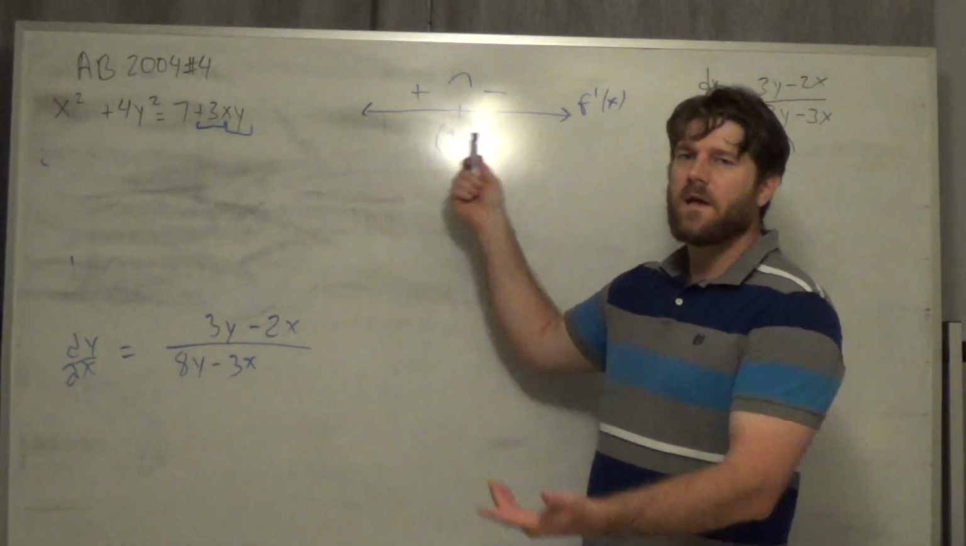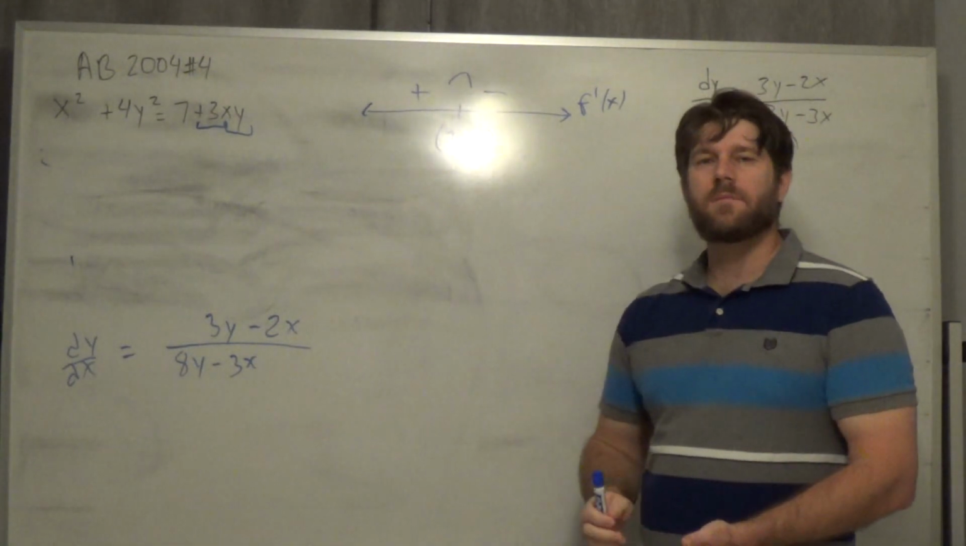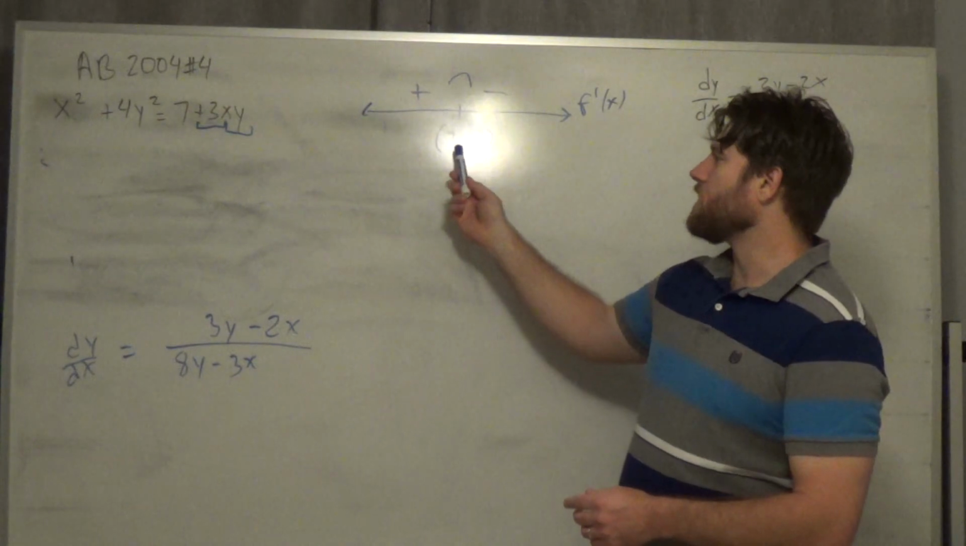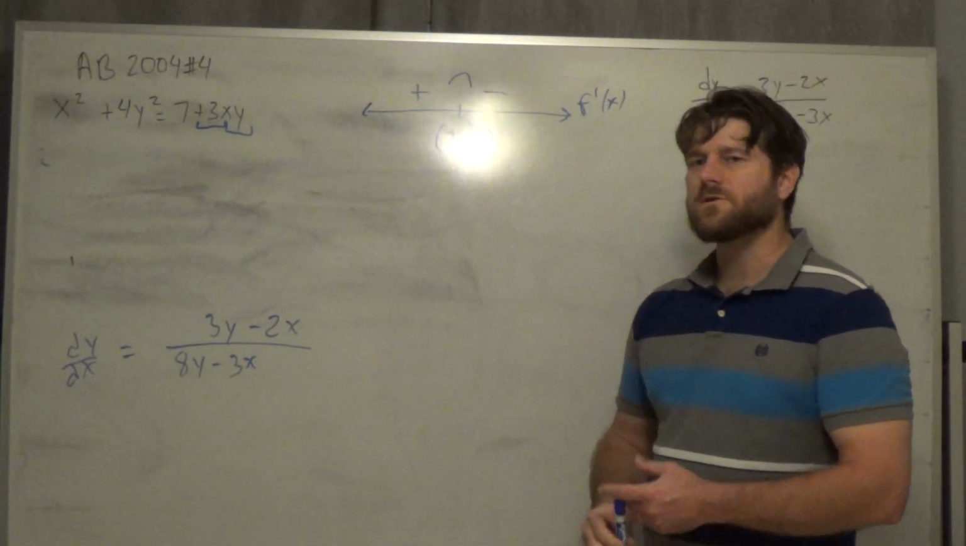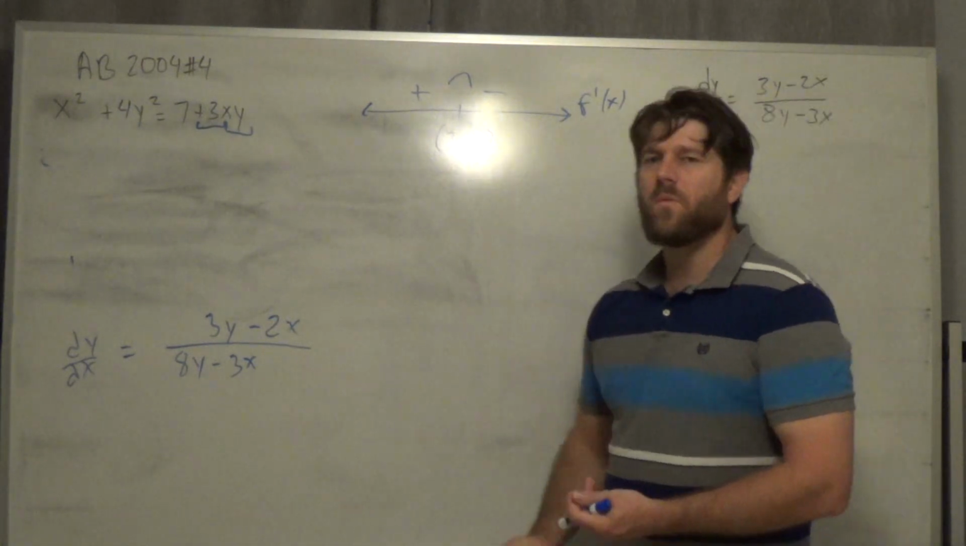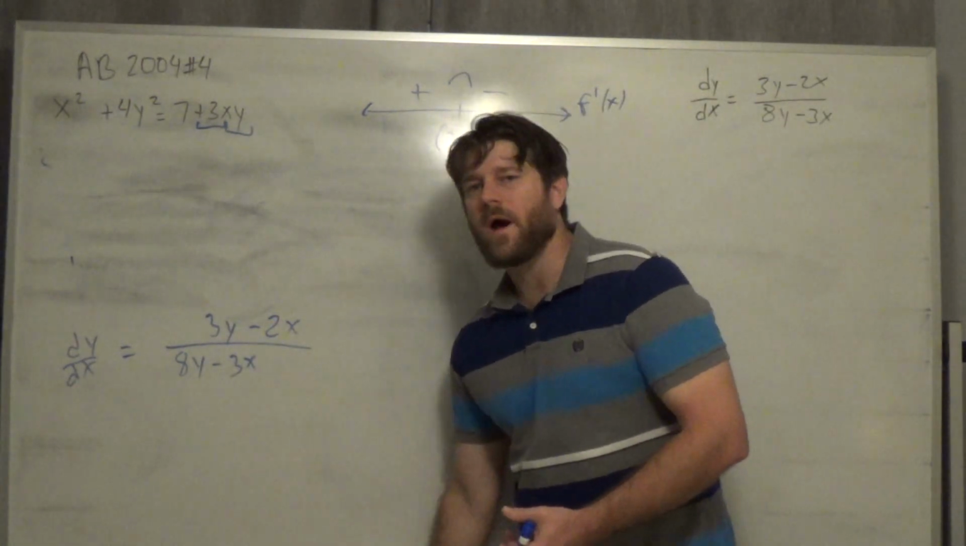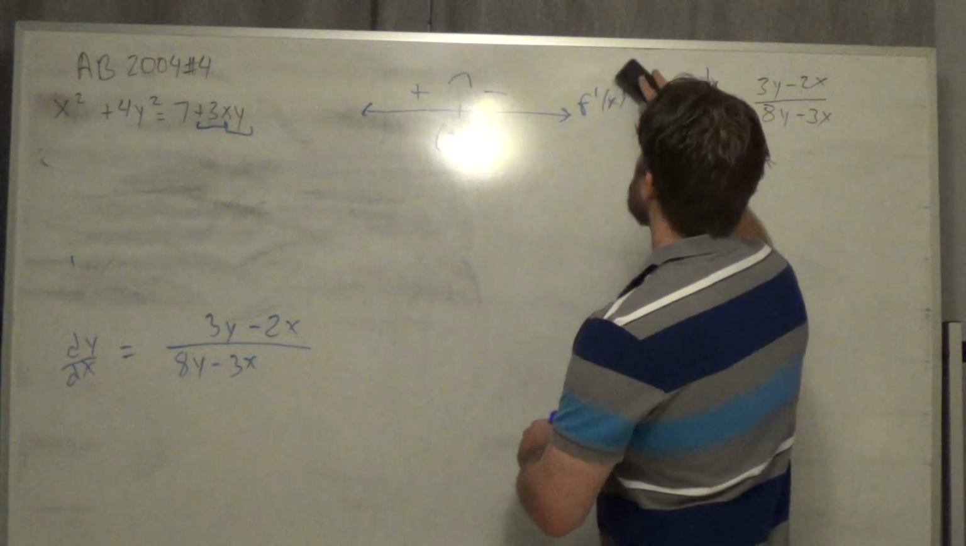How do you know what's to the left and how do you know what's to the right? Well, we can't, because we know the x is to the left and to the right, but the y would possibly change as well. So the sign chart doesn't work when you have both x's and y's. So we need a different strategy.